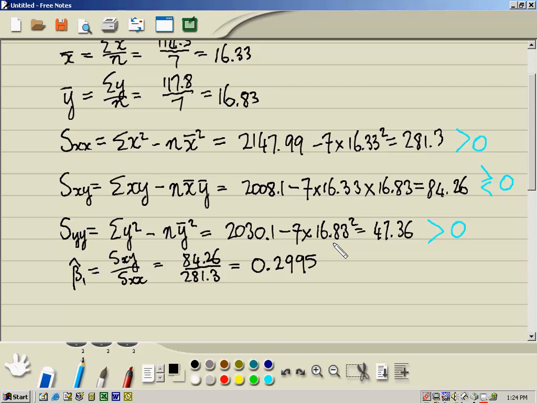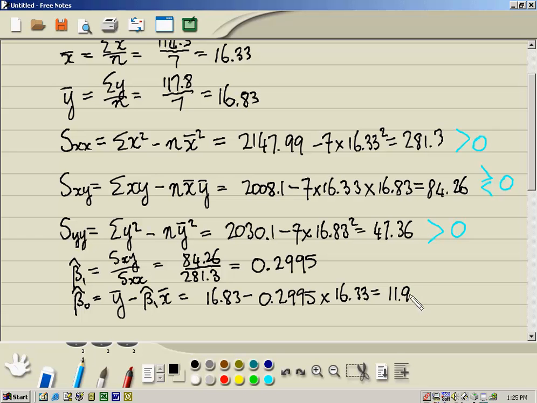Okay. Alright, and then we're finally ready to do the estimated intercept, beta hat 0, which is y bar minus beta hat 1 times x bar. y bar is 16.83 minus beta hat 1, 0.2995 times x bar, 16.33, and the answer to that is 11.94.